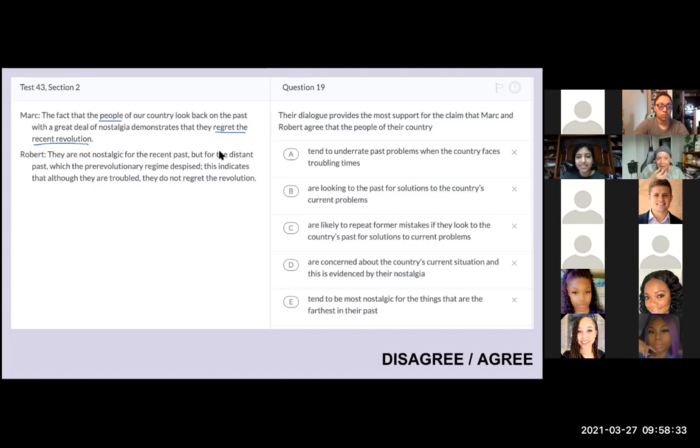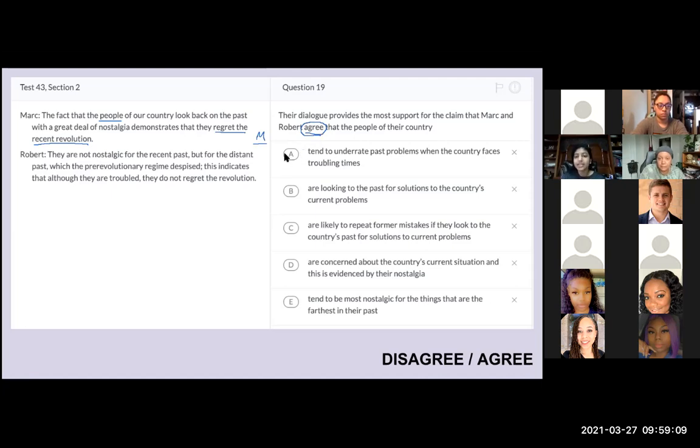revolution that happened. Awesome. And then let's read our answer options and see whether we think Mark would agree or disagree with them. Okay. A. We're looking to see whether their dialogue provides the most support for the claim that Mark and Robert agree that the people of their country. So we are actually trying to find something that they both agree on. Does that make sense? So we want to find something where Mark agrees and Robert also agrees.